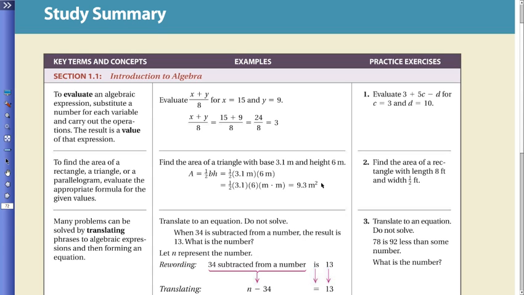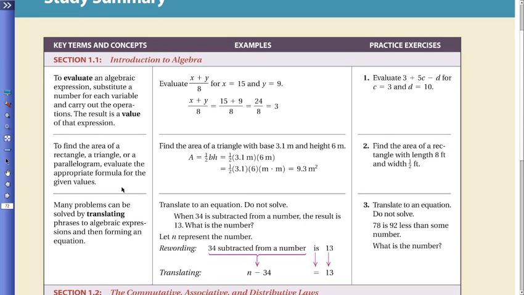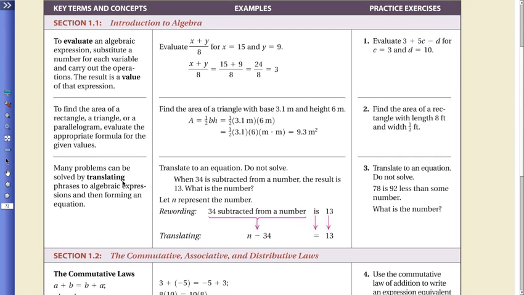This is a pretty key note to help with some things coming down the road too. If they give us the base and height, we can come out with an area like 9.3 meters squared, or square meters. That's what we're trying to do: translate phrases from English to algebra. So we can translate a word problem into an equation, in this case, by using algebraic expressions and knowing the keywords for equal and so on.